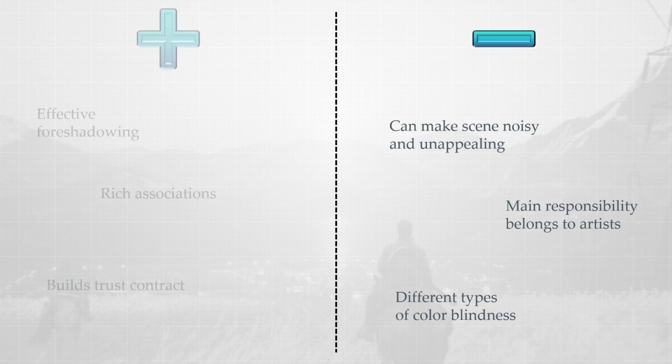The downside of using color is that an overuse of color, and especially of color contrast, can make your scene quite noisy and unappealing, and that is also why the main responsibility for choosing colors usually belongs to the artist. And again, if you want to influence it, it means you will have to engage in a lot of communication with your art department. And one thing that we have to consider is that there are different types of color blindness, and color blindness is actually quite prevalent in the population. So it's usually not a good idea to rely on color exclusively to communicate something.